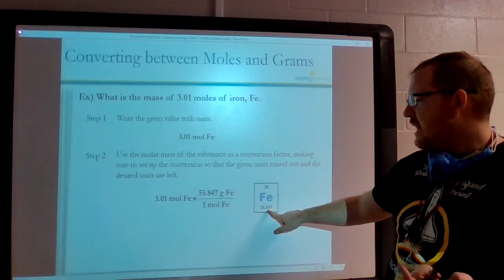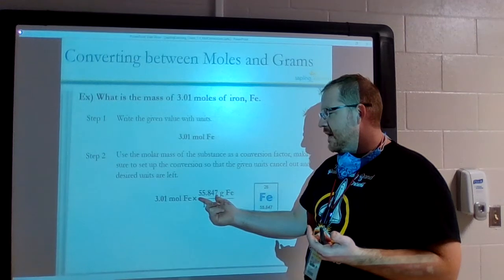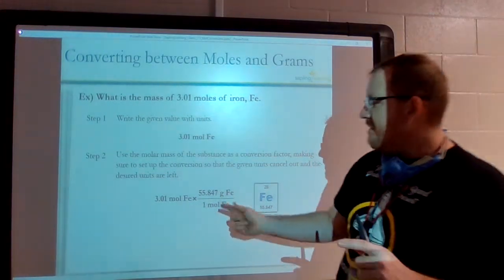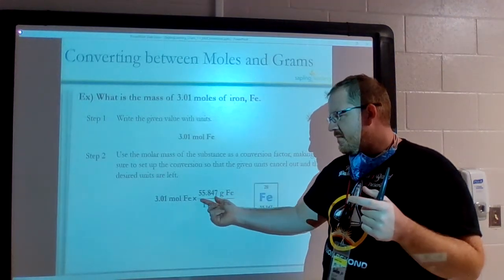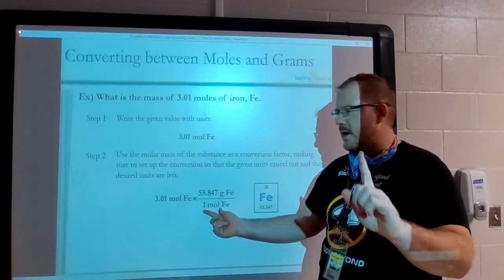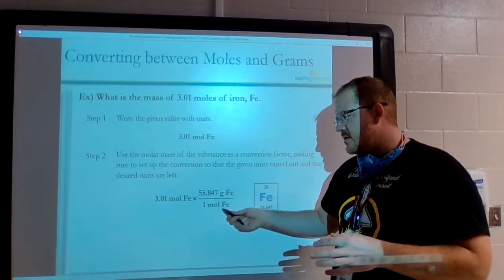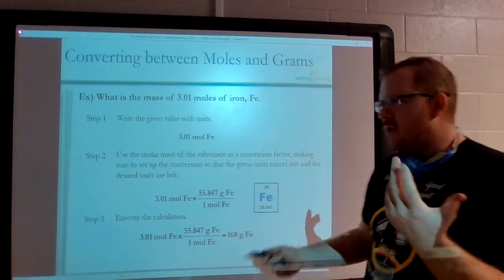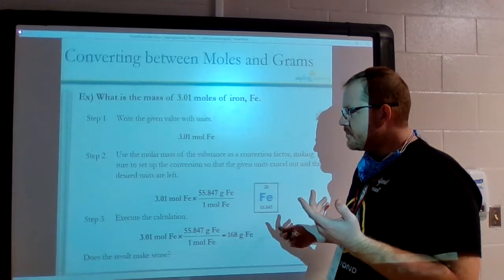It's 55.845. And so I set up my conversion factor with 55.847 grams of iron. Theirs is a little different than our periodic table. That's okay. 55.847 grams of iron over 1 mole, because that's equal to 1 mole of iron. And that's the math I'm going to do. You multiply the top numbers, divide by 1 if you want to, and you get your answer, which is 168 grams of iron, which is exactly what I got.